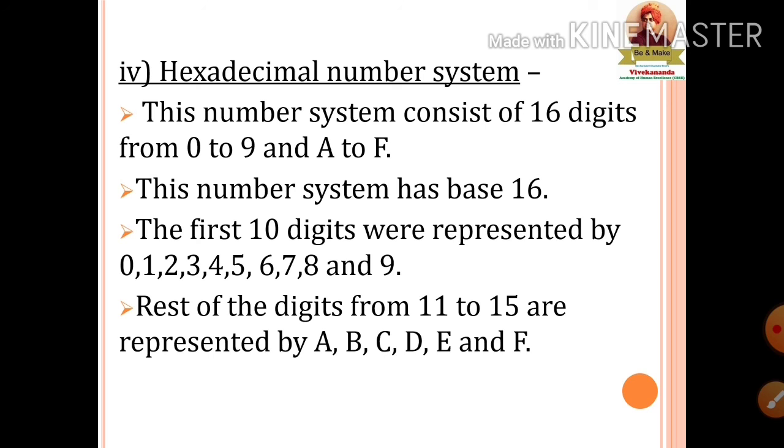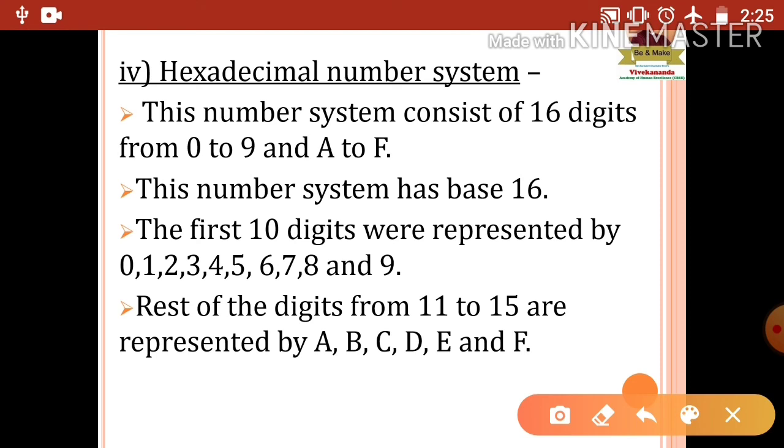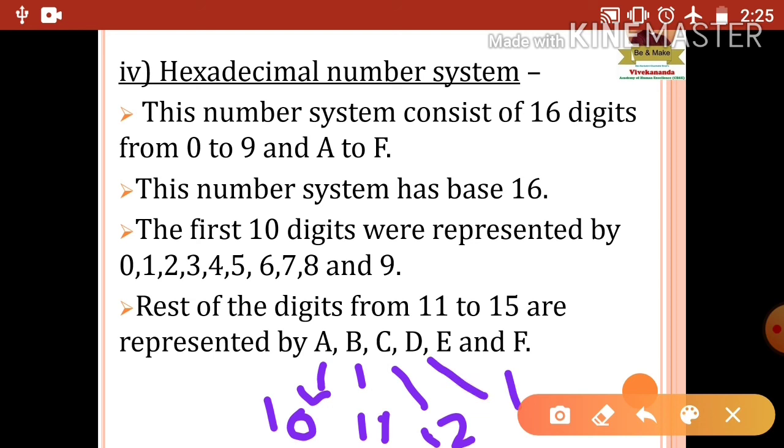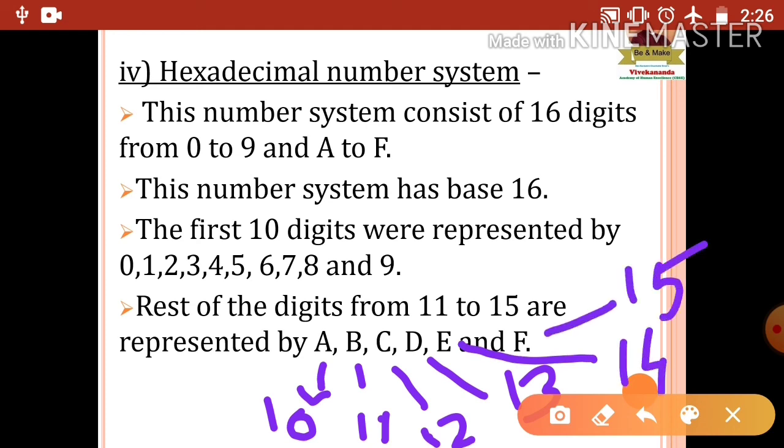Okay. So A will have the value 10, B will have the value 11, C will have the value 12, D will have the value 13, E will have the value 14 and F will have the value 15. Okay. So this is how the hexadecimal number system will be represented.